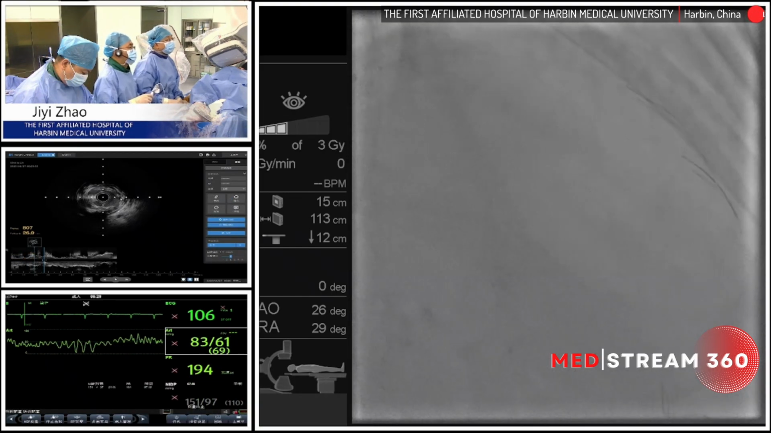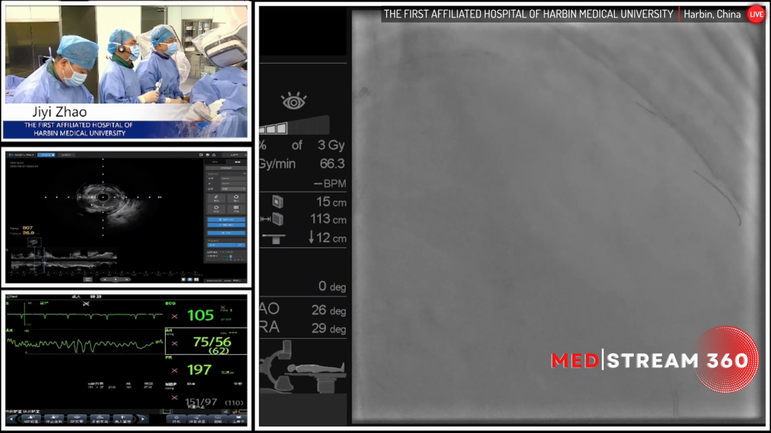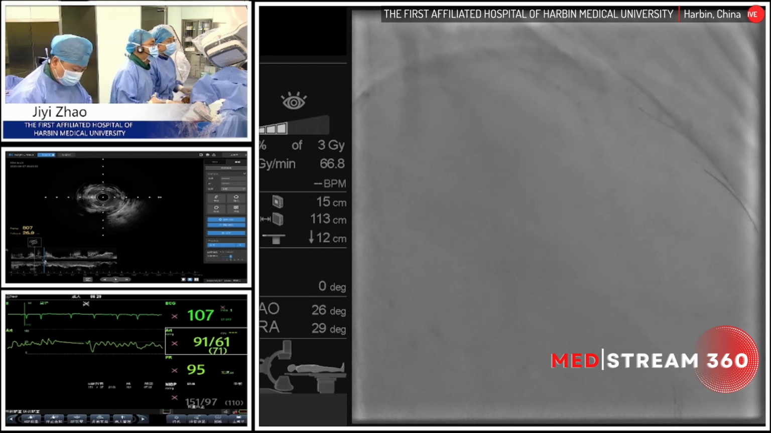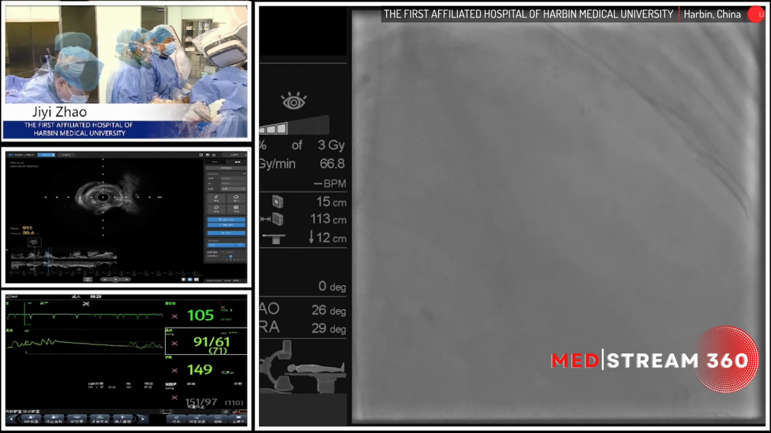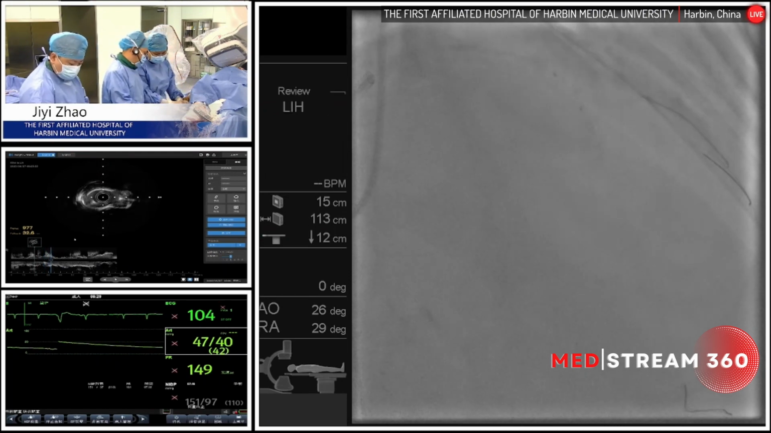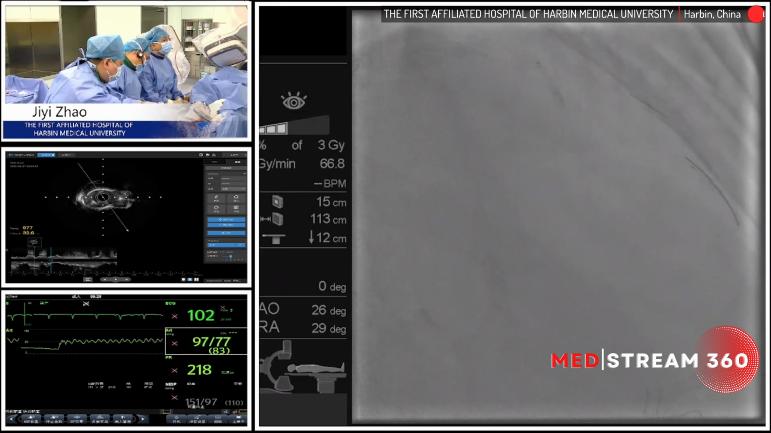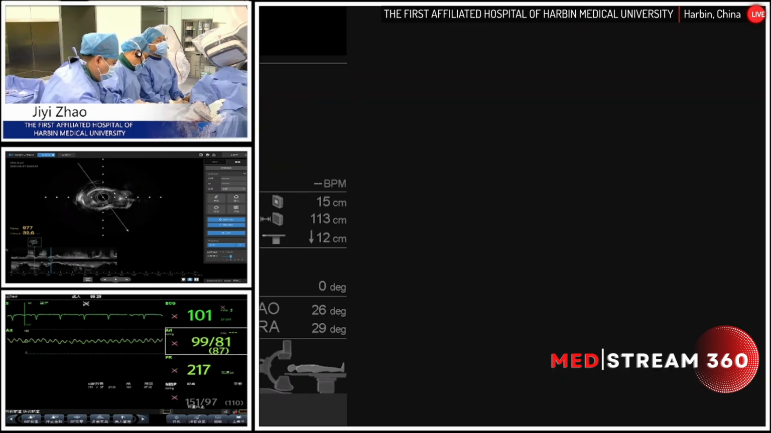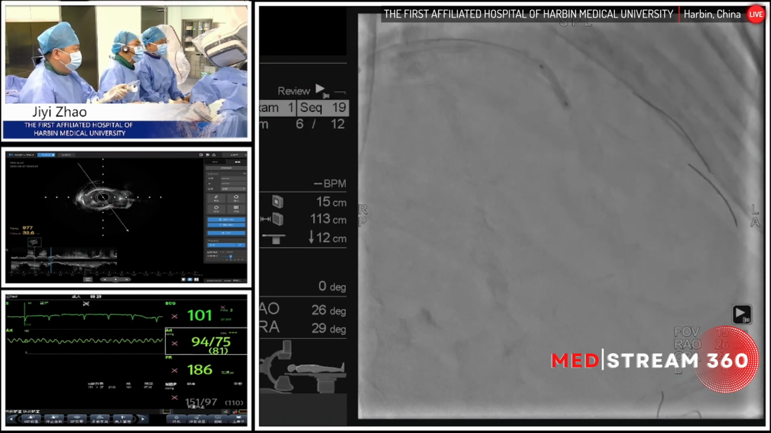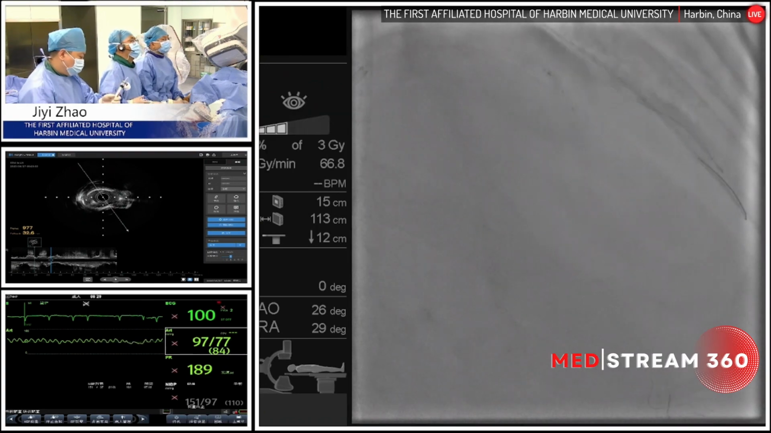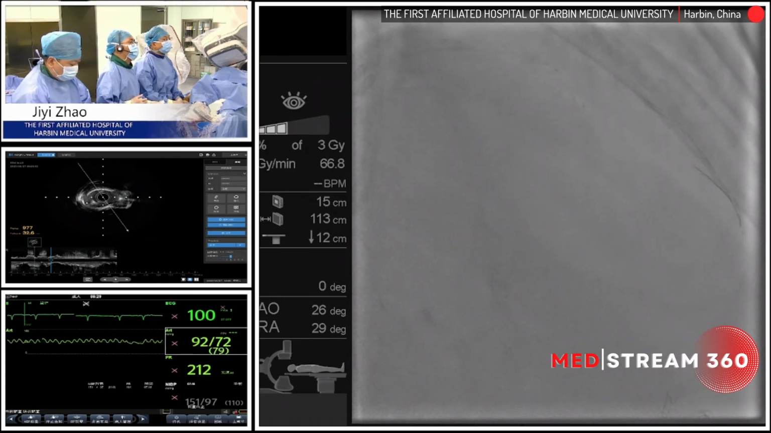We are going to use the full atmosphere to make the balloon well attached to the vessel wall, so that the ultrasound wave can be well transmitted to the calcification part. We can see this part at the 9 o'clock site with the superficial calcification. There is a clear spot of the crack of the calcification after the IVL.